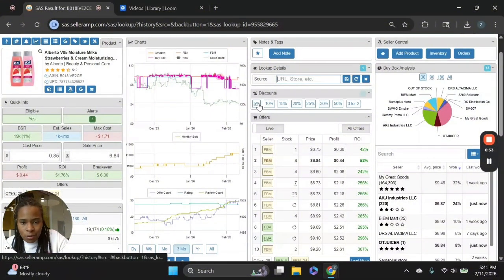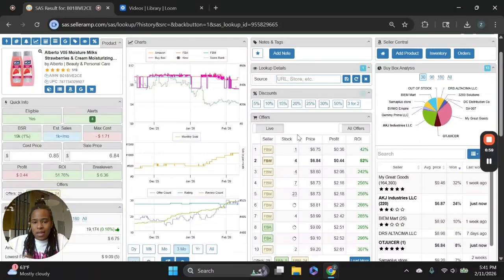Right here is discounts. So let's just say we wanted to run like a 5%, 10% discount and we click it. It's going to show us how much we're going to make if we sell it for $6.84 minus that 5% discount that we're giving the customers.